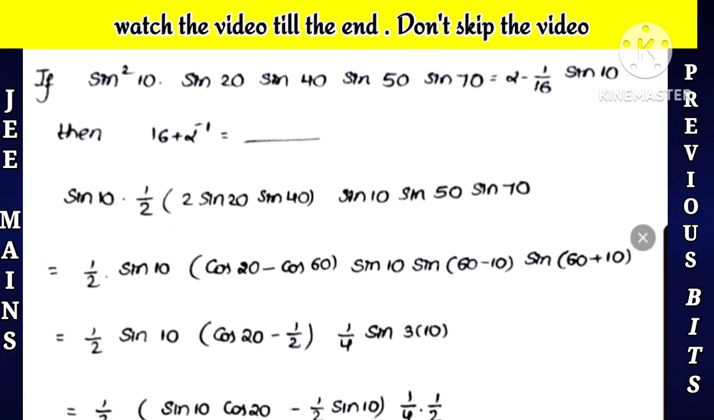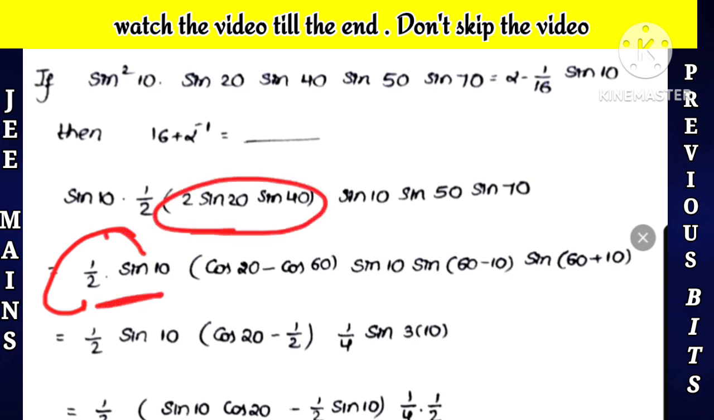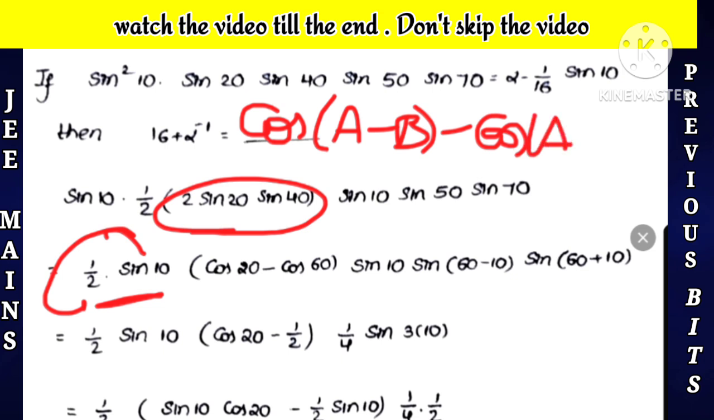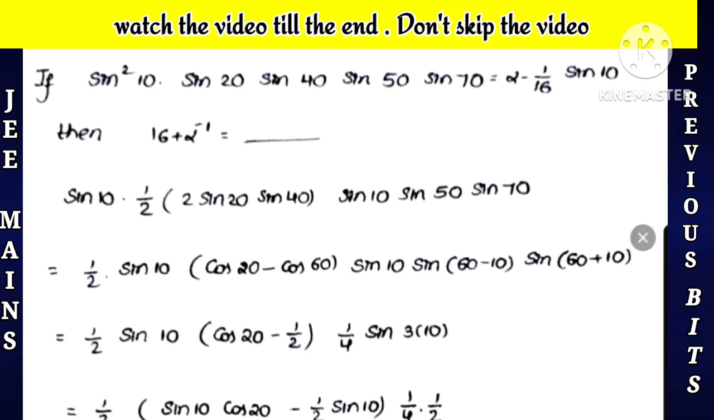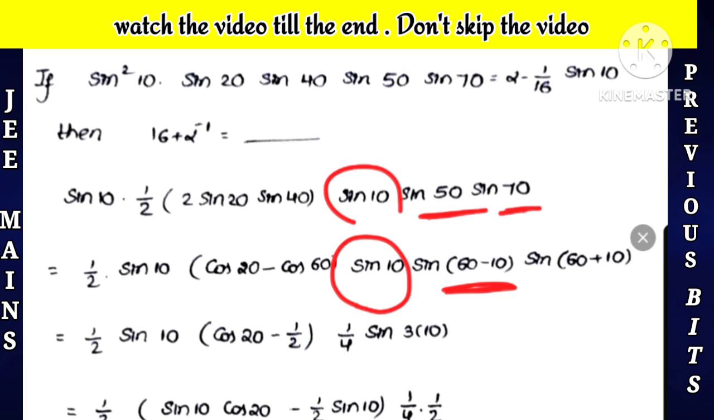1/2 sin10°. Now this is 2 sin A sin B. What is the 2 sin A sin B formula? It is cos(A − B) − cos(A + B). So cos(A − B) is cos20°, since cos(−20°) is equal to cos20°, and cos(A + B) is cos(20° + 40°), which is cos60°. This is cos(A − B) − cos(A + B), and this is sin10°. Write the sin10° like that. 50° is nothing but 60° − 10°, and 70° is nothing but 60° + 10°.